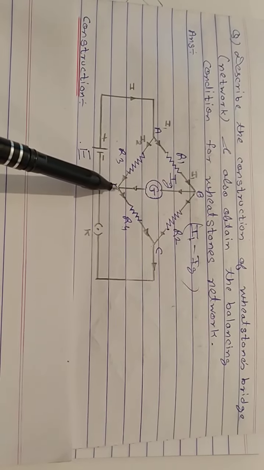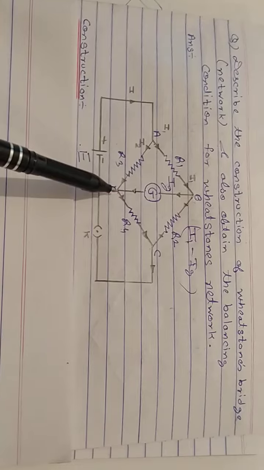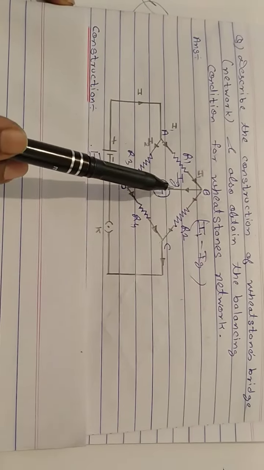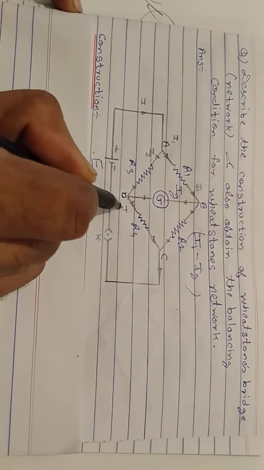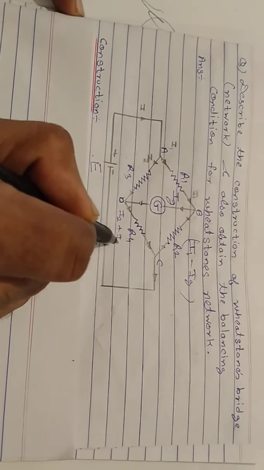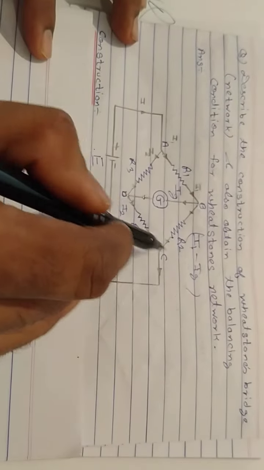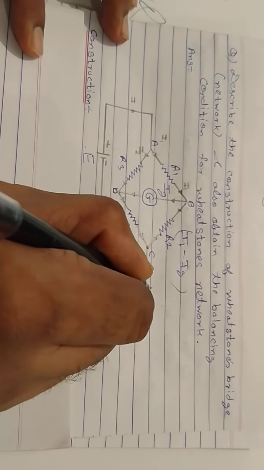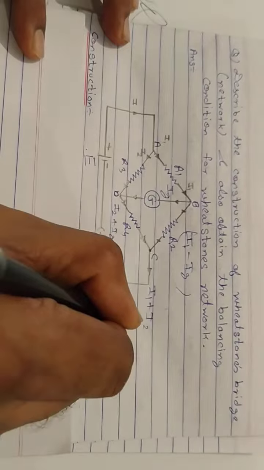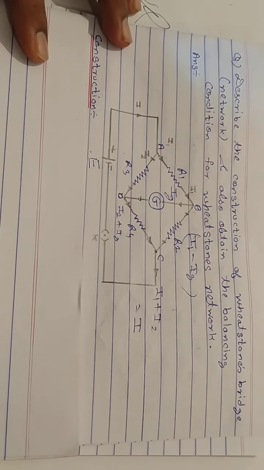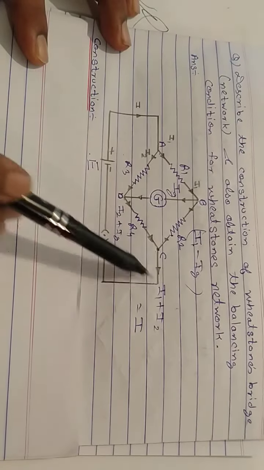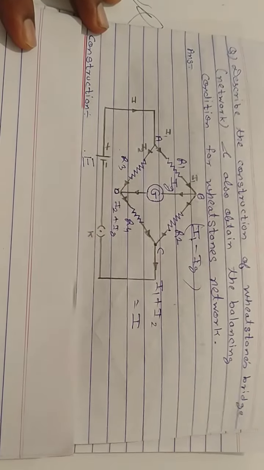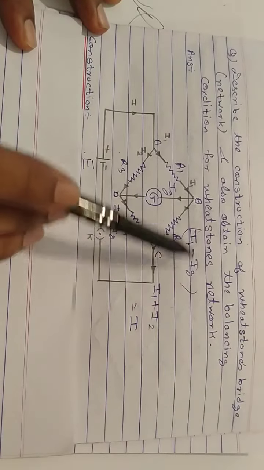Both are incoming currents reaching point D, and there is one and only branch coming out. What is the current flowing through that branch? Addition of I2 and Ig. The current flowing through the branch DC is I2 plus Ig. When I2 plus Ig and I1 minus Ig reach point C, then what is the output current? I1 plus I2, which is your I. Students, this is the basic circuit diagram of Wheatstone bridge network with current distribution.